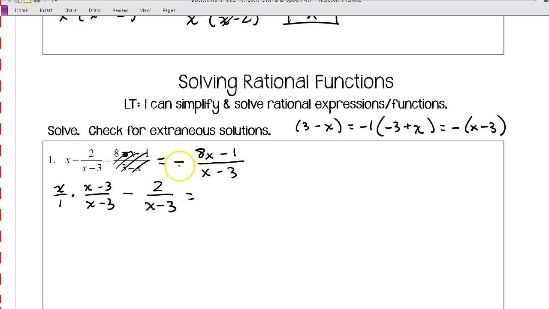And now what I'm going to do is I'm going to move this negative up into the numerator. So then it's going to become negative 8x plus 1 over x minus 3.